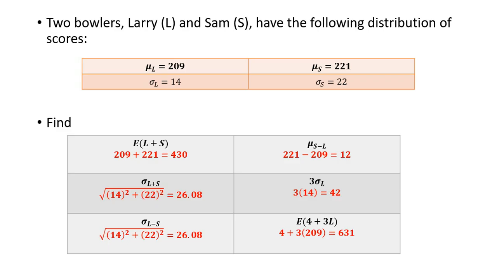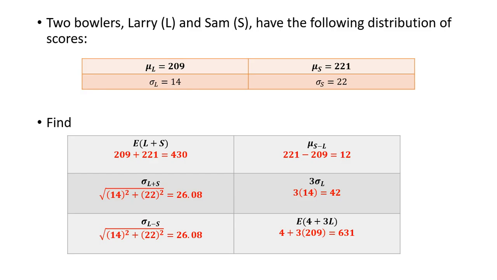The standard deviation of their scores combined, so added together, would be the square root of 14 squared plus 22 squared, which gives us 26.08. The 3 sigma L is just taking whatever sigma L is, which is 14, multiplying it by 3, and that gets you your answer. The fifth one down there, sigma L minus S, is the same as the one above it, sigma L plus S, because remember the sum and the difference of standard deviations are exactly the same. There is no difference between them. So if you're adding or subtracting, there's no change in the standard deviation.